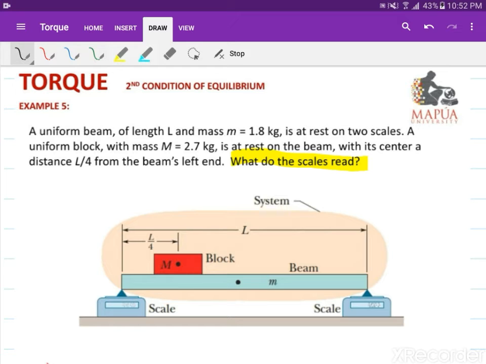So following our steps in solving torque-related problems, first we identify what are the forces acting on our object. So our object is the beam. Of course, it has its own weight. Let's call that weight of the center of mass, weight sub cm. And since the block is placed on it, it has the weight of the block. Let's call that weight sub capital M.